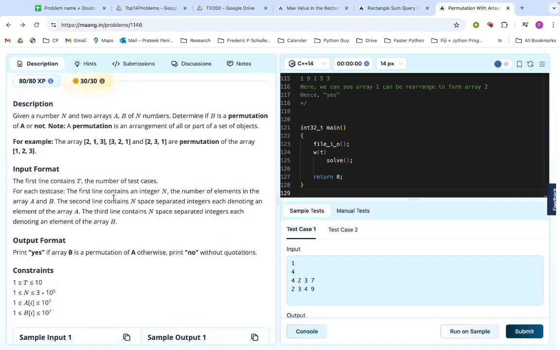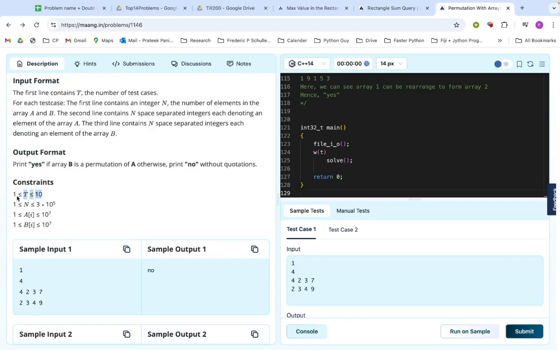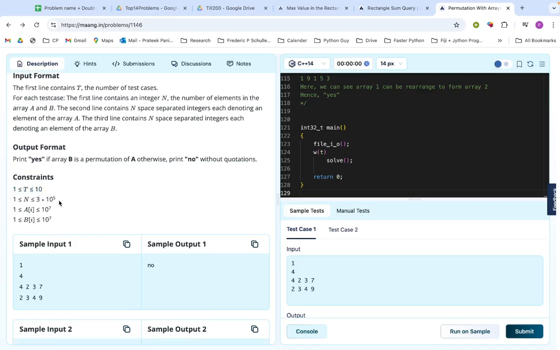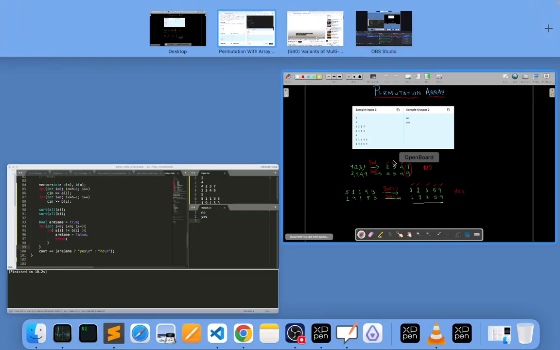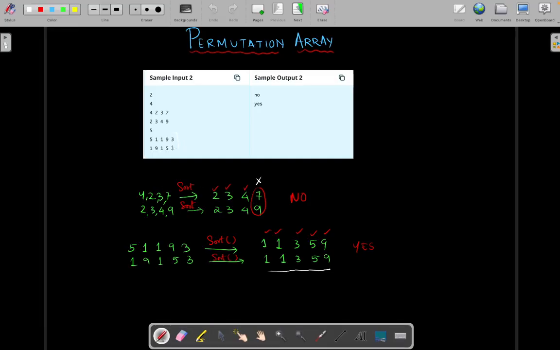And so the number of test cases is 10, and the max size of A and B can go up till 3 into 10 power 5, and the domain of A and B can range from 1 all the way through 10 power 7. Okay. Now, let's look at one test case to make it clearer.